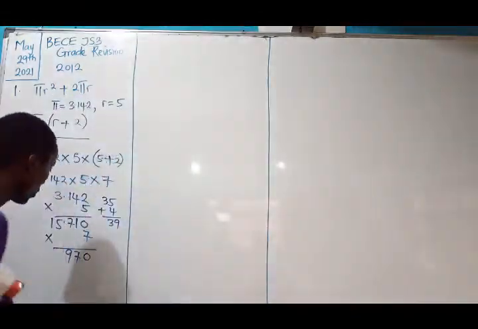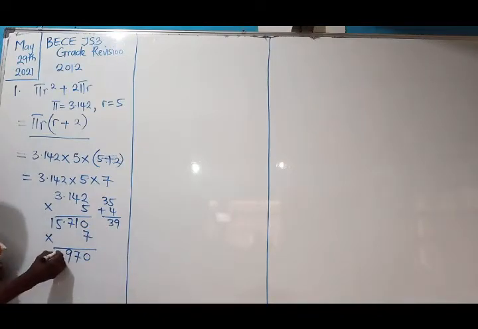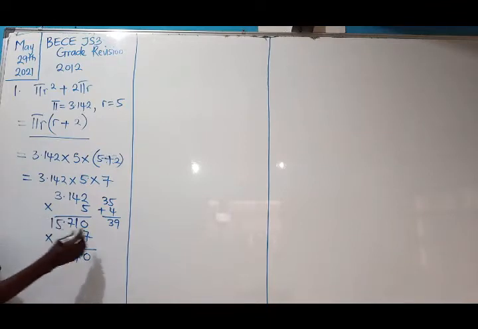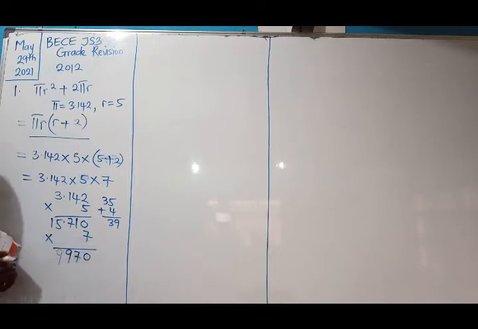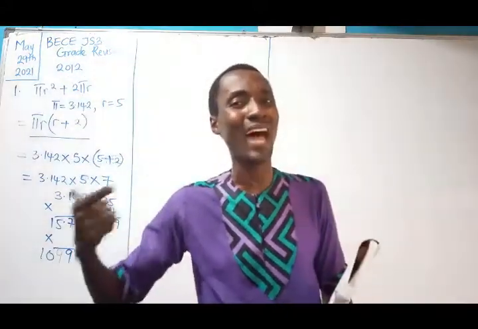So at this point, what do I now do? I have 39 here. So I'll put down 9. Carry 3. 1 times 7 is 7. 7 plus 3 will give me 10. The next thing I will do is to count the number of decimal places I have used.